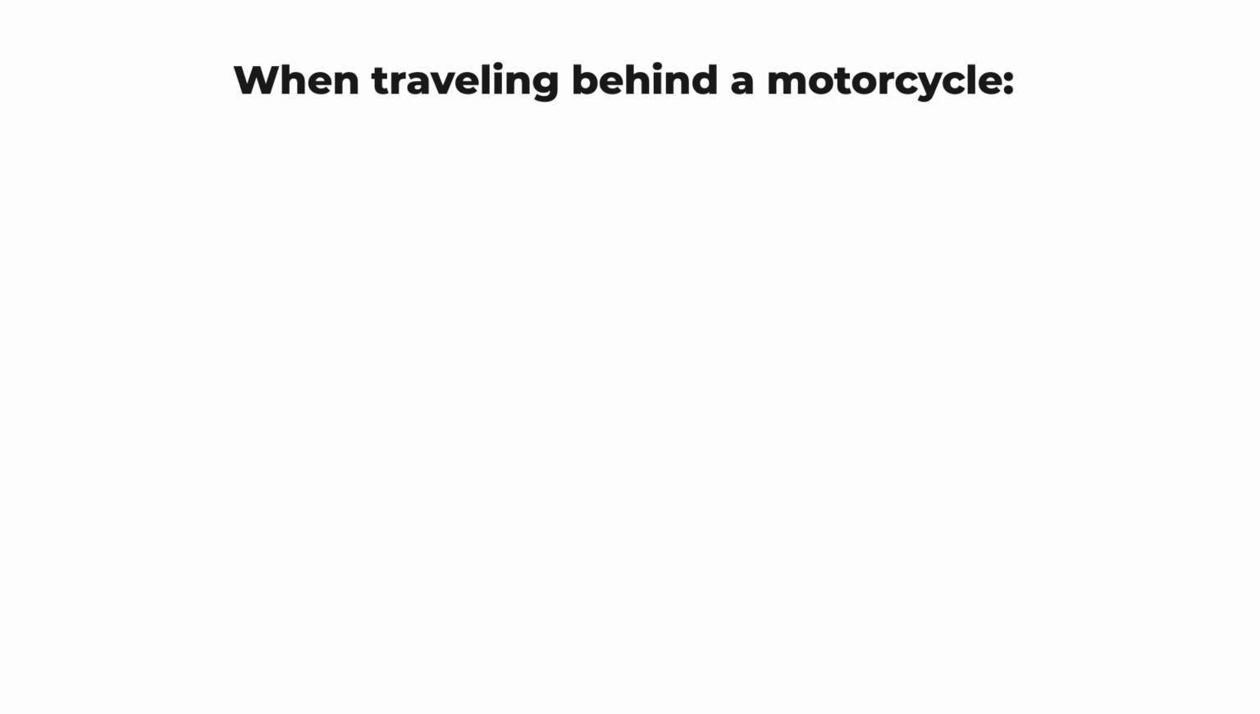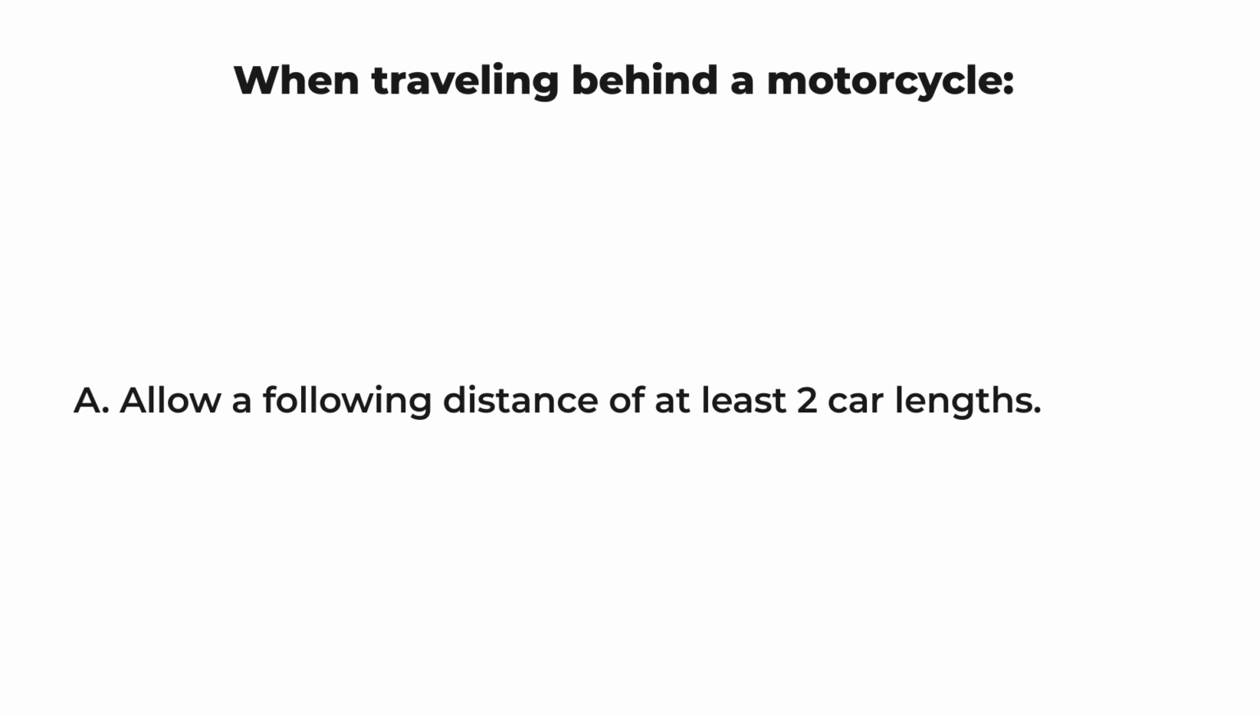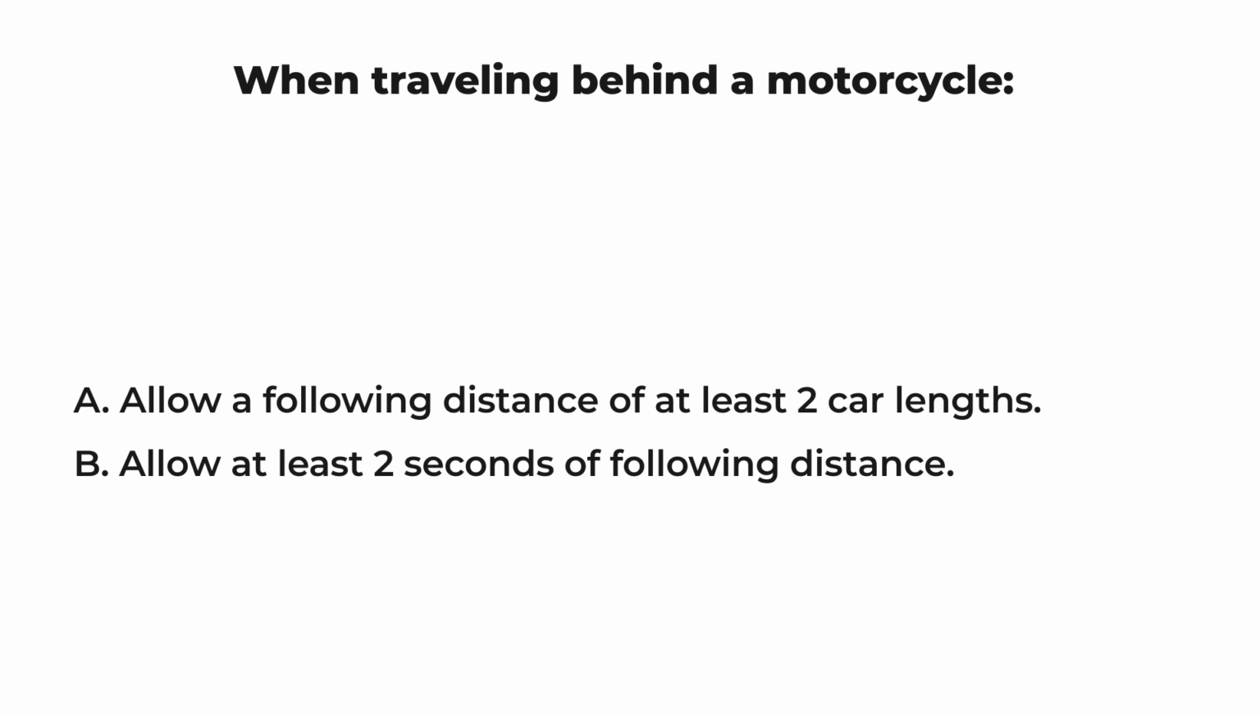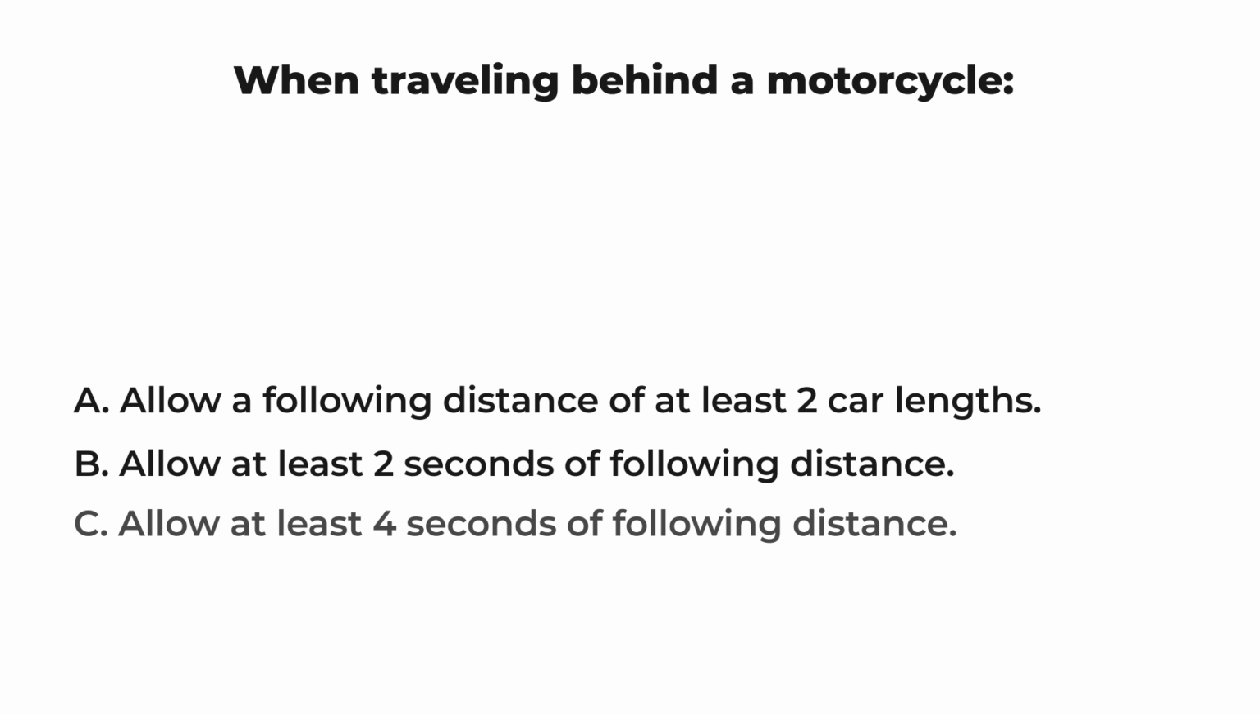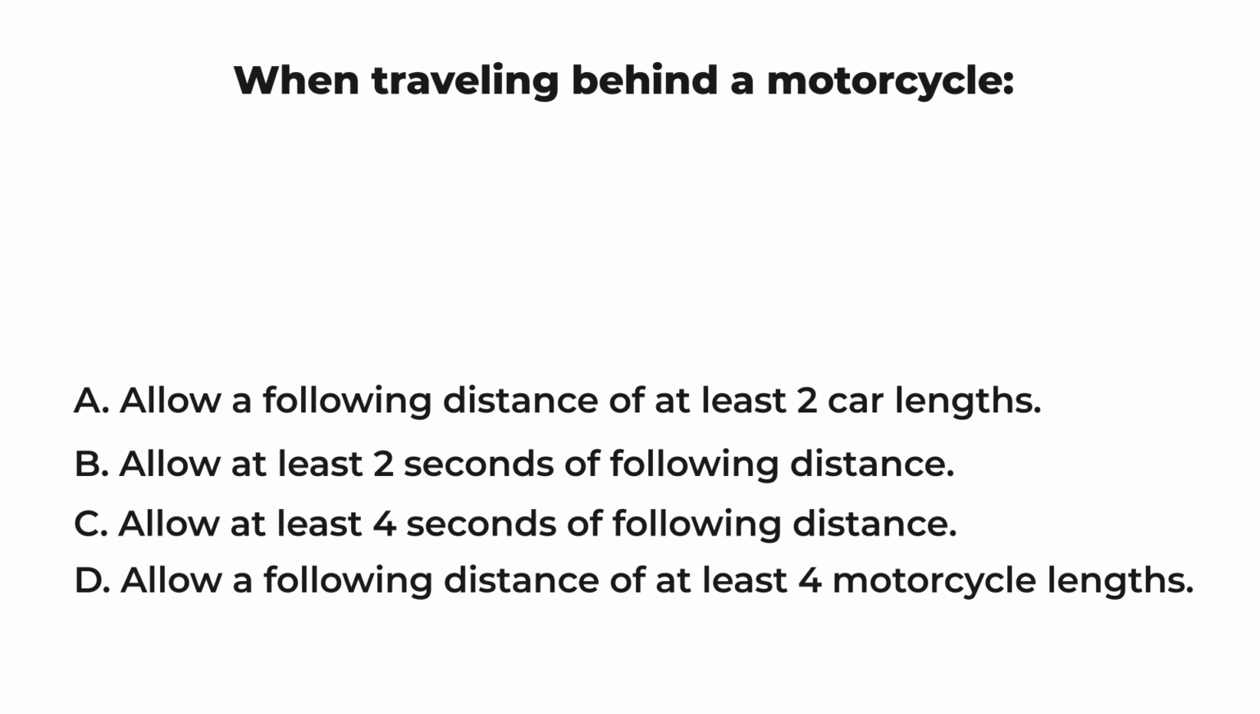When traveling behind a motorcycle: A. Allow a following distance of at least 2 car lengths. B. Allow at least 2 seconds of following distance. C. Allow at least 4 seconds of following distance. D. Allow a following distance of at least 4 motorcycle lengths.